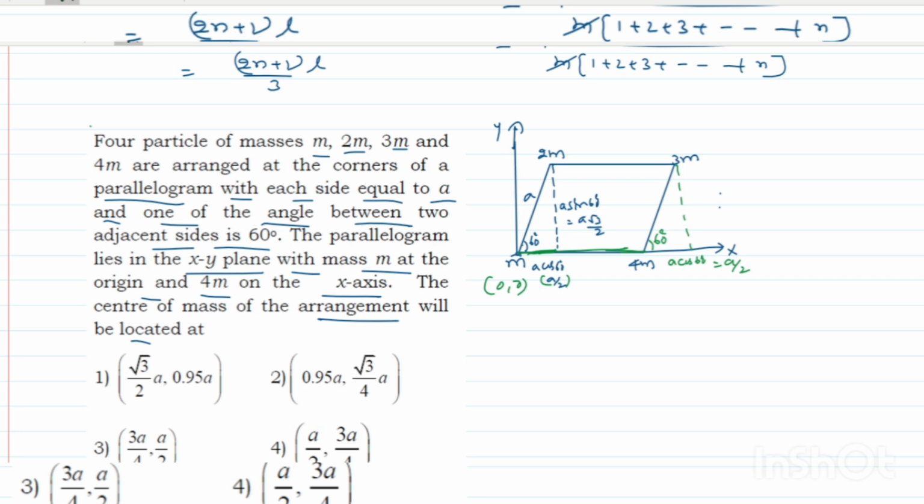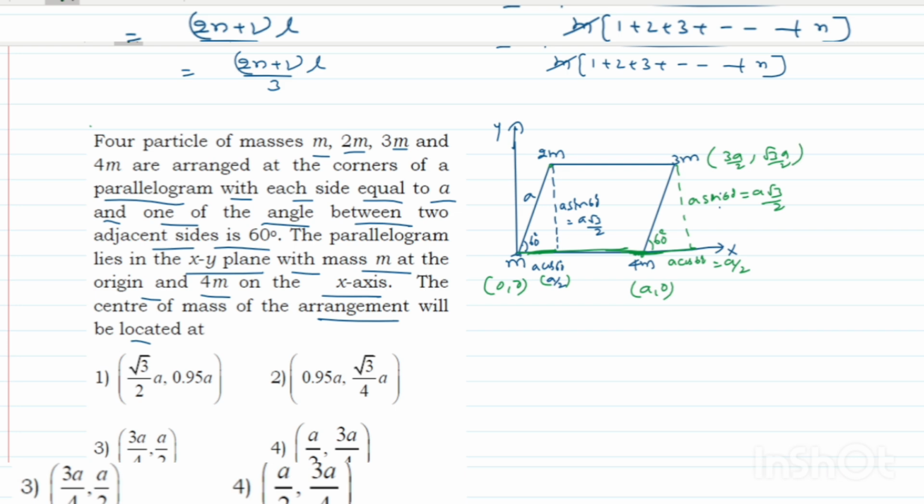So here the 4m coordinates, it's lying on the x-axis at what distance in the sense, here a comma 0 you can take. And here the 3m coordinates when you are talking, along the y-axis, this distance here will be a plus a by 2, a plus a by 2 will be 3a by 2. This is along the x-axis. Along the y-axis, this is a sin 60. A sin 60 is nothing but a into root 3 by 2. So this is root 3a by 2.